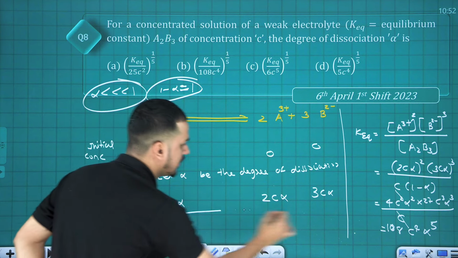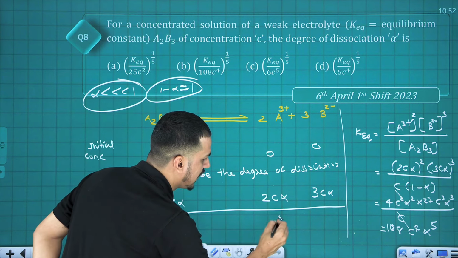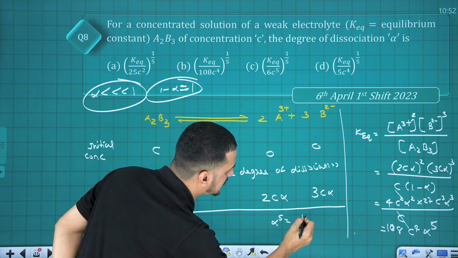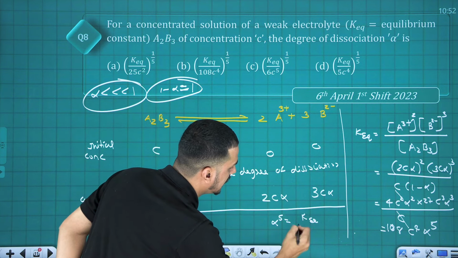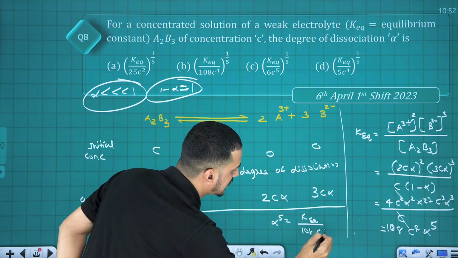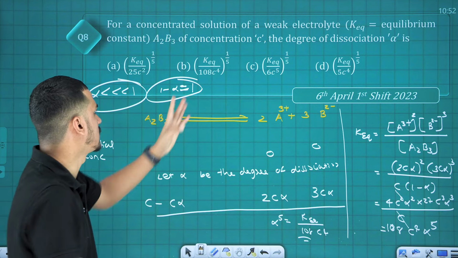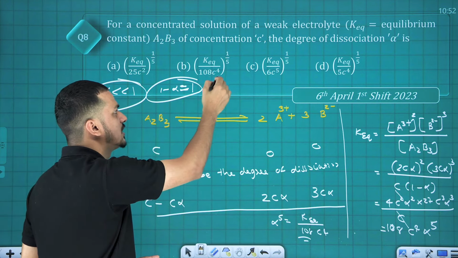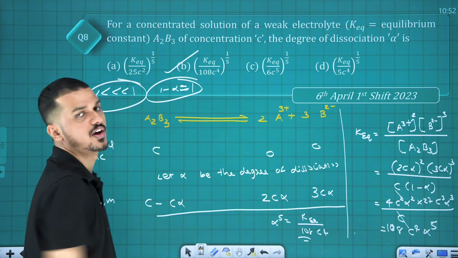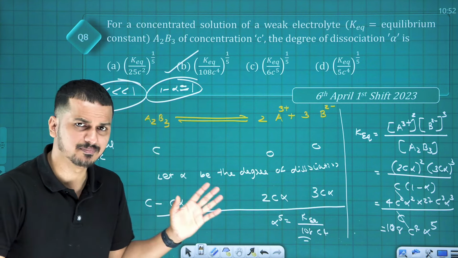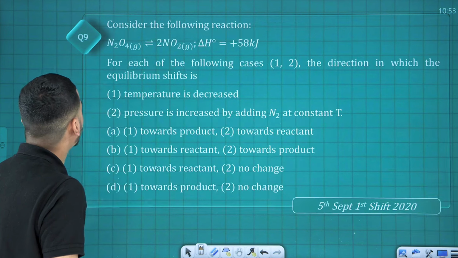From that I can find K equilibrium. Alpha raised to 5 equals K equilibrium divided by 108 C raised to 4. So alpha equals the fifth root, that means K equilibrium by 108 C raised to 4, all raised to 1 by 5. Option B is the clear answer. Ready? We can move to the next question, dears.